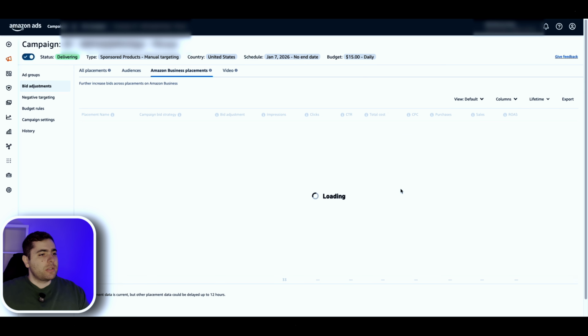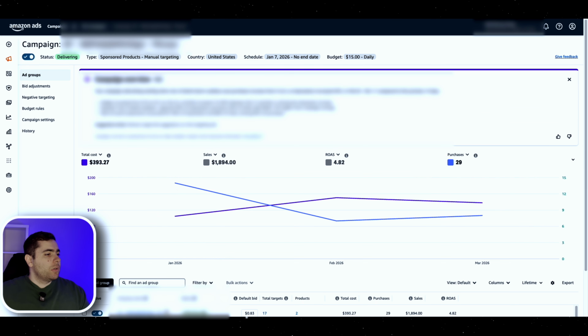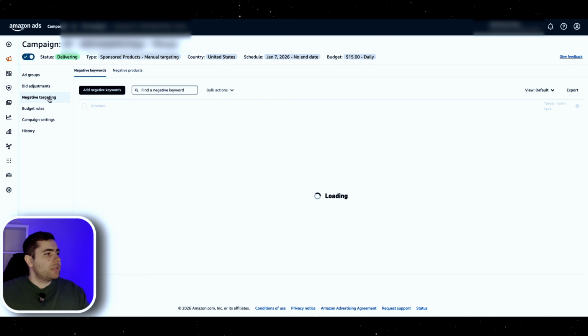Okay, so for example, let's look at the lifetime. You can see that on the lifetime for now, 7 clicks, $6 of spend and no orders. I'm going to keep it at 0% for now. Okay, let's go here. Also, we can look at the negative targets.